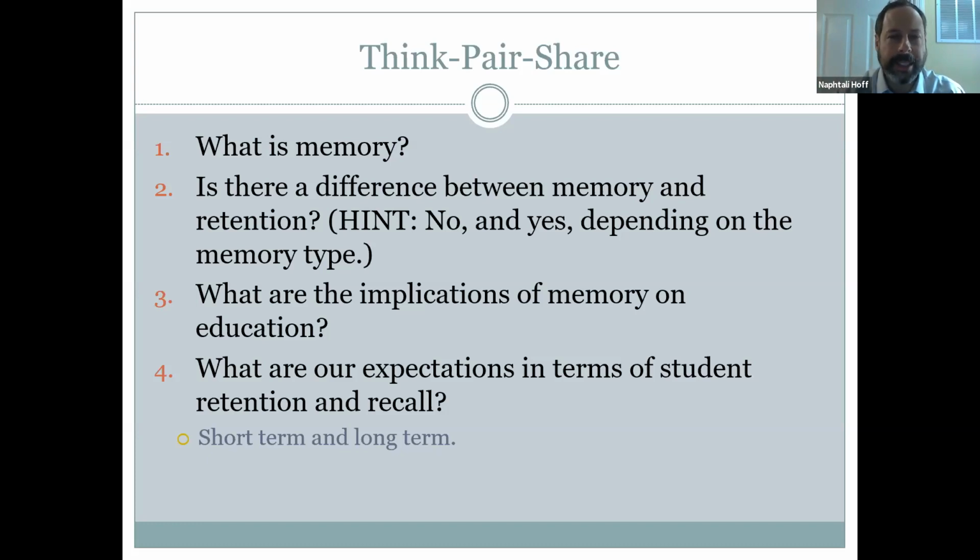I hope that this is making sense and that I'm making a legitimate argument in your mind for the value of our conversation today. And this really ties into question number four. What are our expectations in terms of student retention and recall? Do we really have expectations? Do we really say to ourselves, I will assess my instruction and my competency ultimately as a teacher on whether or not my students are remembering what I taught, short-term and long-term?